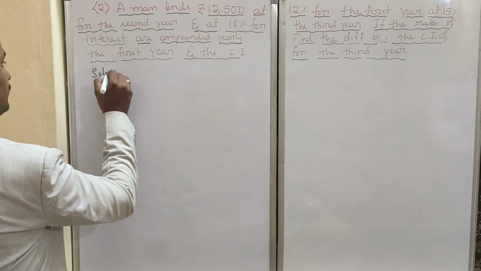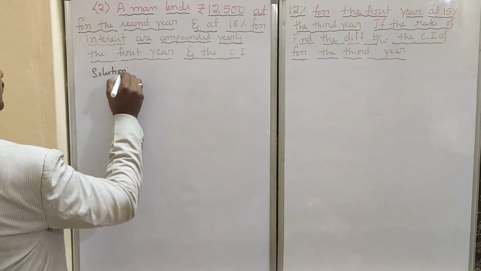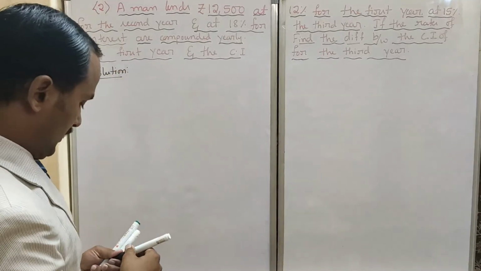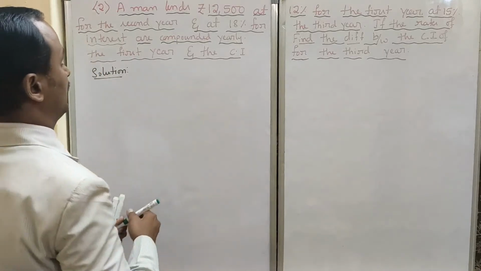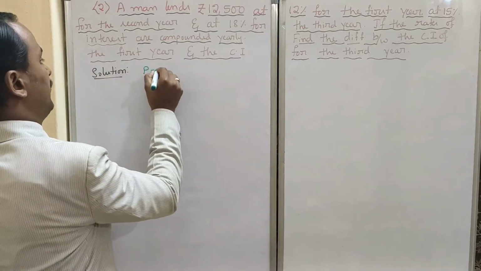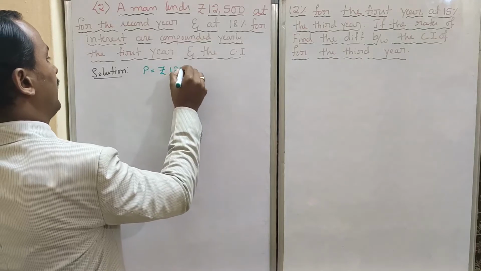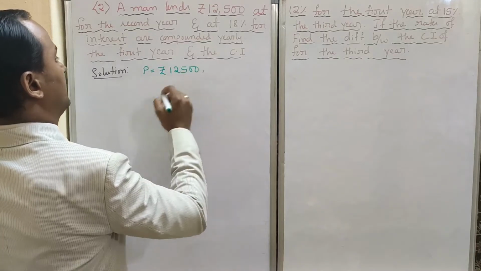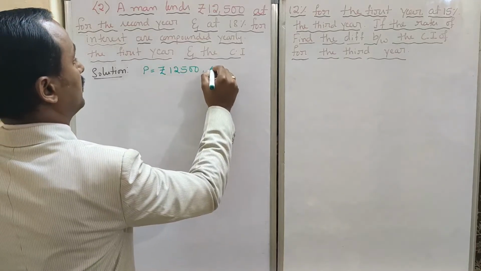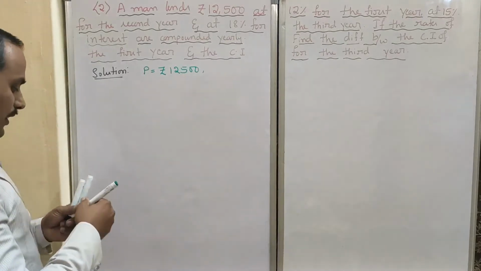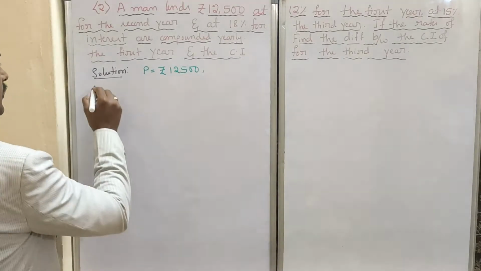Solution. Okay. See. What is the principal amount? Principal is equal to rupees 12,500. Then, okay. For the first year, the first point is for the first year.